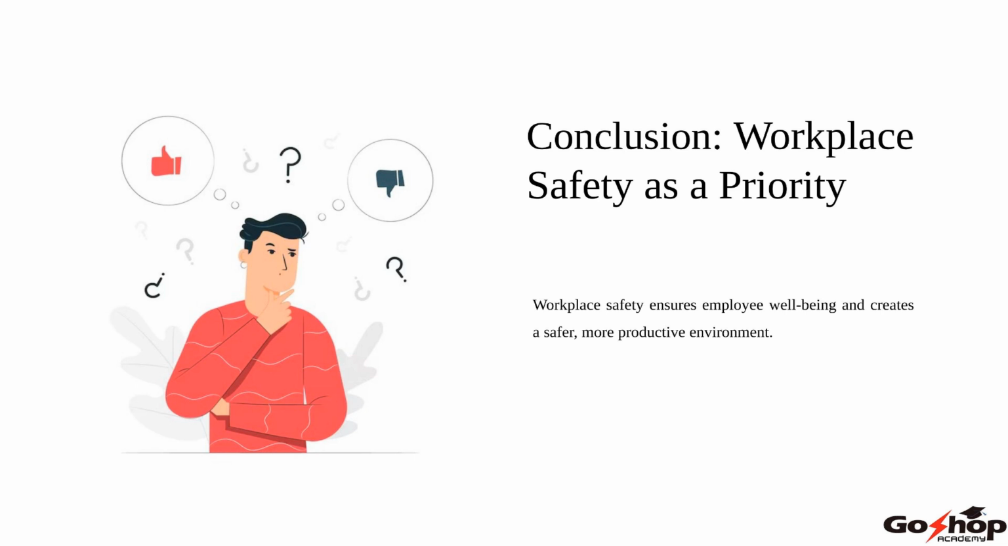Conclusion. Workplace safety is a continuous process and an essential element for the well-being of employees. By following these fundamental principles, using the appropriate safety equipment, and fostering a culture of safety, we can create a safer and more productive work environment. Thank you for your attention, and let's make safety our top priority.